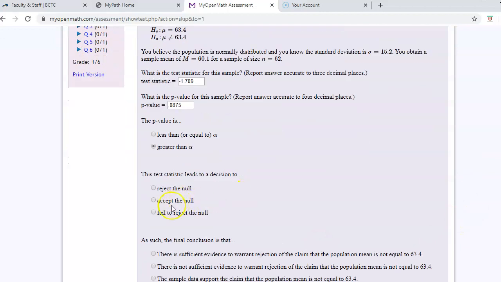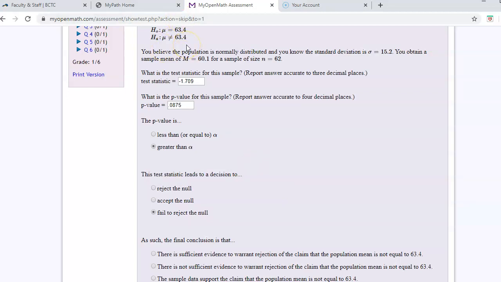Now be careful, we never accept the null. We're always trying to disprove the null, so we don't want to accept it. We just kind of want to say, well, we don't have enough evidence yet to embrace our alternate hypothesis. So we always say, fail to reject the null, which means there's not enough evidence for us to embrace our alternate hypothesis.